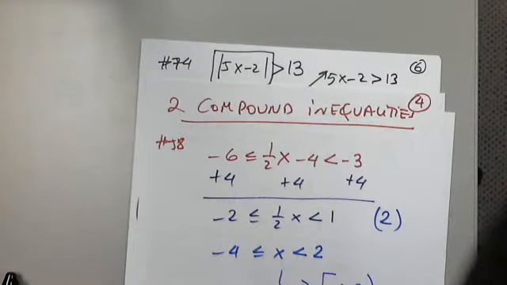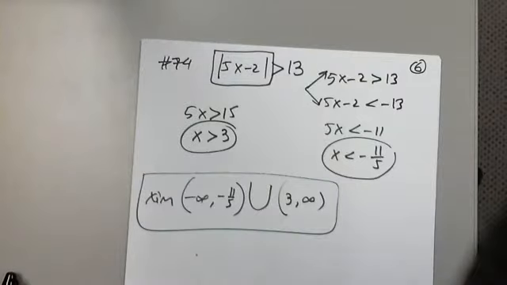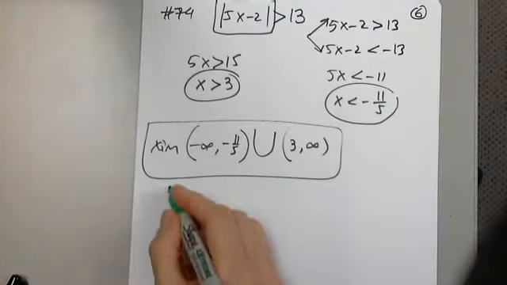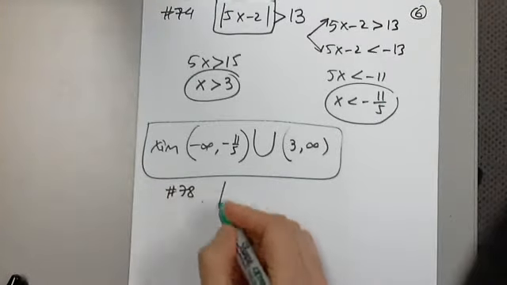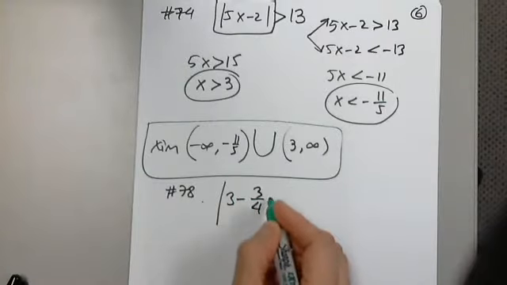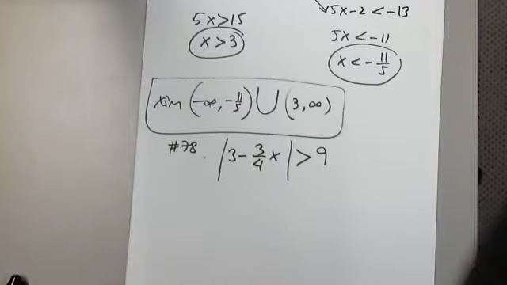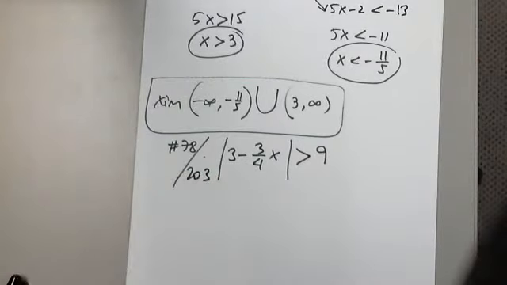Yes, please. Yes, of course. So let's do another union. Let's take a look at 78, which is the absolute value of 3 minus 3/4 x greater than 9. This is problem 78 on page 203. Very good. Okay, this is completely cleaned up. There is nothing we can do here.